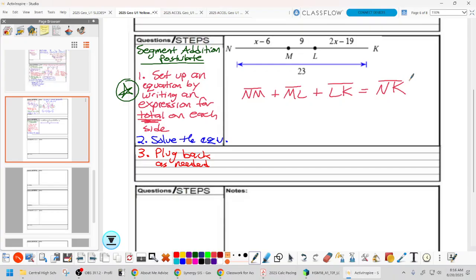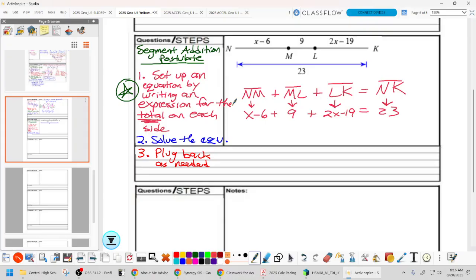Now we just substitute in the different expressions for each of those. So NM is x minus 6. ML is 9. LK is 2x minus 19. And NK is 23. So we just did step 1. We set up an equation by writing an expression for the total on each side. So this whole side is the total length, and so is that side.